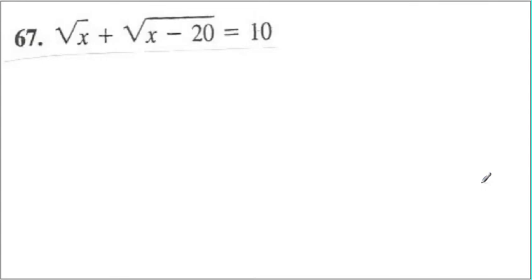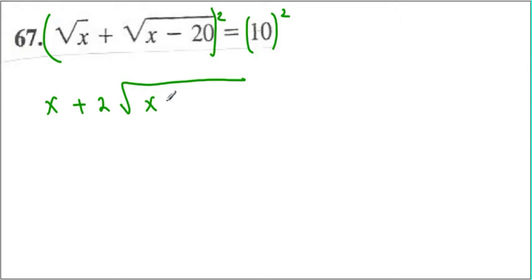Next, when you have two radicals and they're already on the left side, all we have to do is square them once and then see what happens. If you square both sides, then the left side becomes x plus 2 times the square root of x times x minus 20, and then the last one becomes plus x minus 20. On the right side, we end up getting 100.